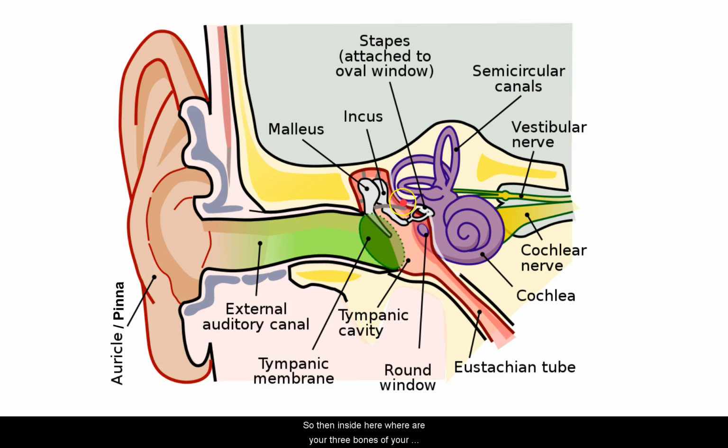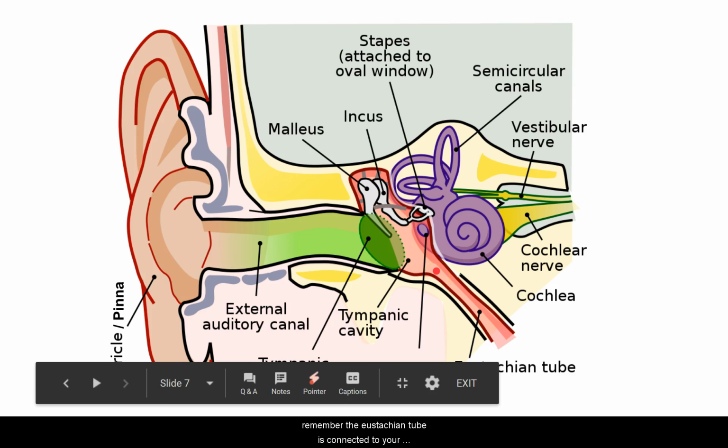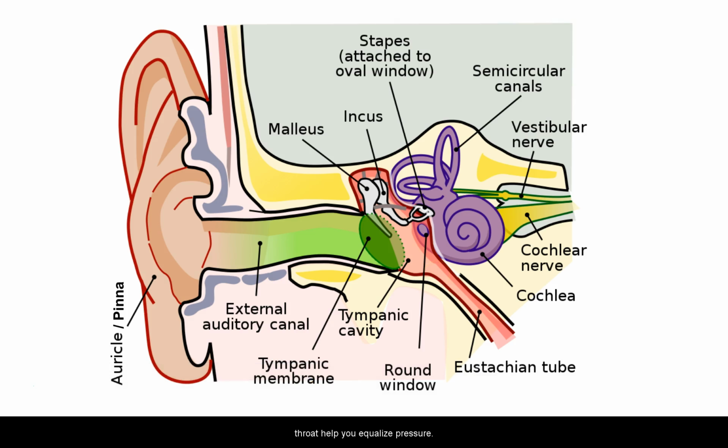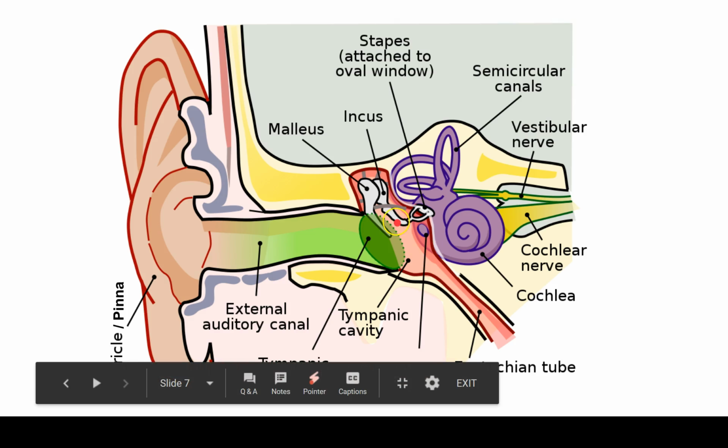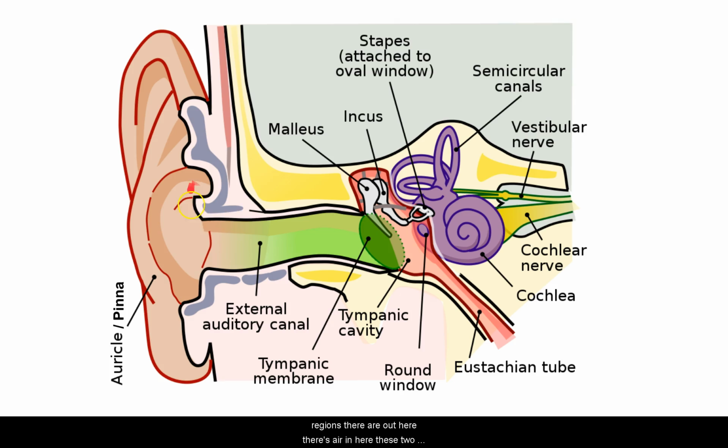So then inside here, where your three bones of your ear are connected to your eustachian tube, and you'll remember the eustachian tube is connected to your throat and helps you equalize pressure. This is called the middle ear. So this region here is called the middle ear. There's air out here, there's air in here.